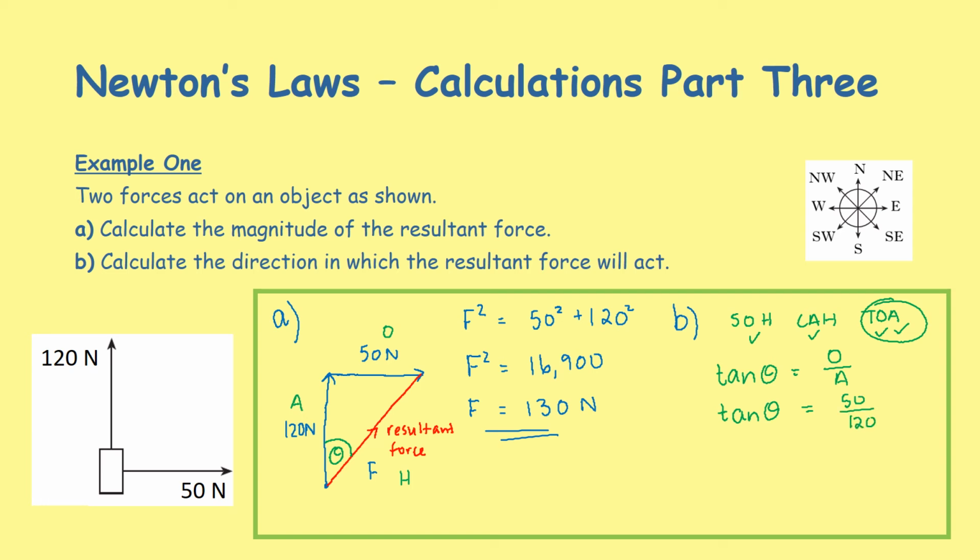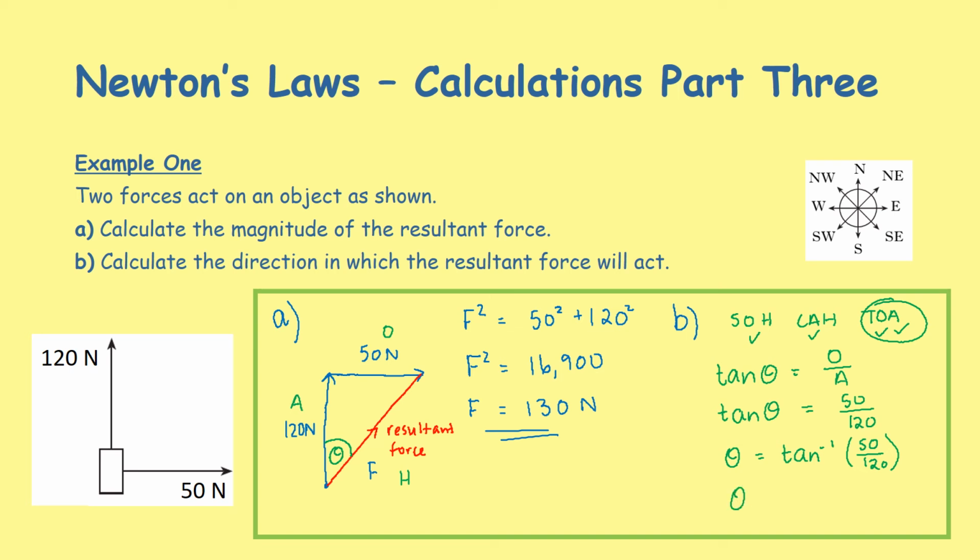We now need to rearrange this to get just the angle. So that's going to be equal to the inverse of tan of 50 over 120. Remember, to get to the inverse of tan, you want to press Shift on your calculator and press the tan button, and then put 50 over 120 in the brackets.